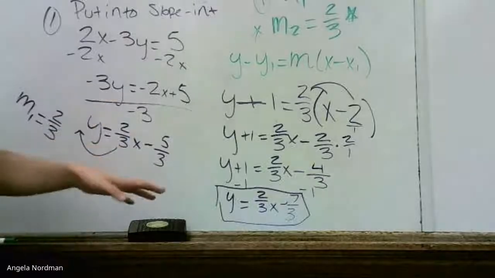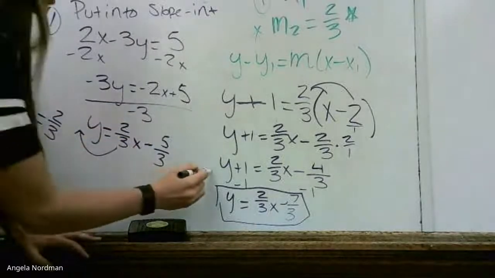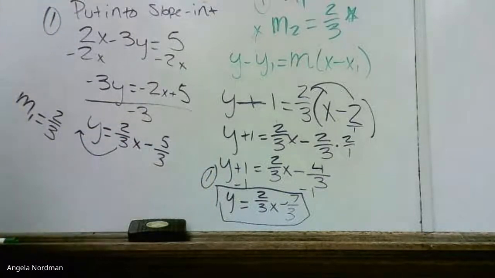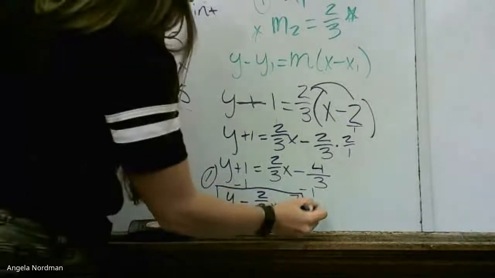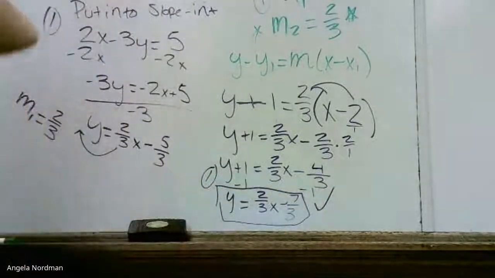Okay, that is our parallel line, still, that's our number 1 answer. This is our parallel slope. I'm done with that one now.